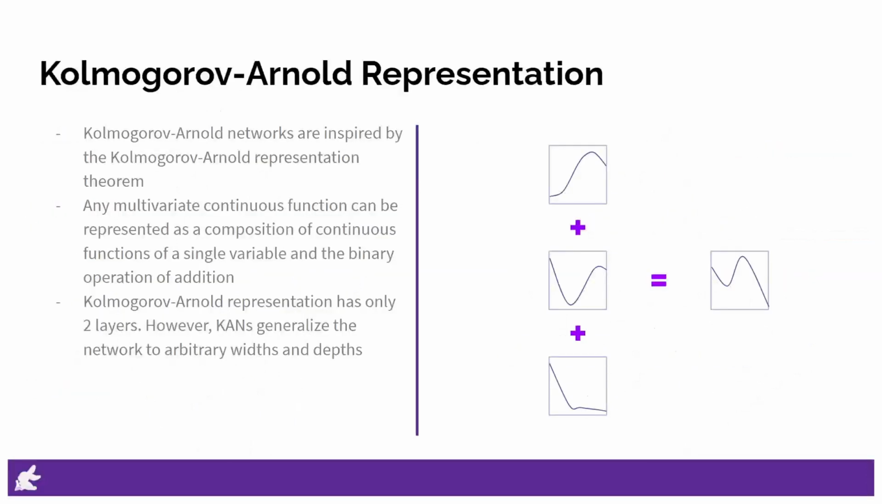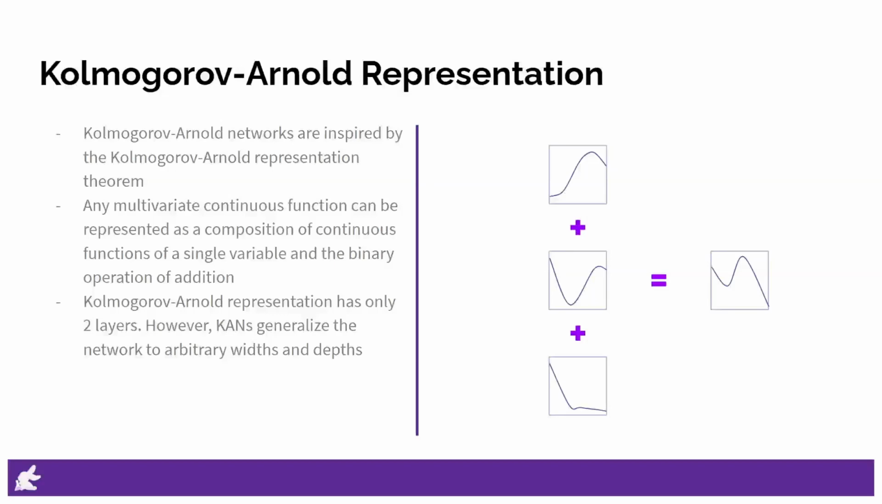Before talking about KAN, the Kolmogorov-Arnold representation is worth mentioning. Kolmogorov-Arnold networks are inspired by the Kolmogorov-Arnold representation theorem. This theorem states that any multivariate continuous function can be represented as a composition of continuous functions of a single variable and the binary operation of addition. This means that a function with multiple variables can be expressed as a combination of functions that each take a single variable as input and produce a single output, and these functions can be combined using addition.